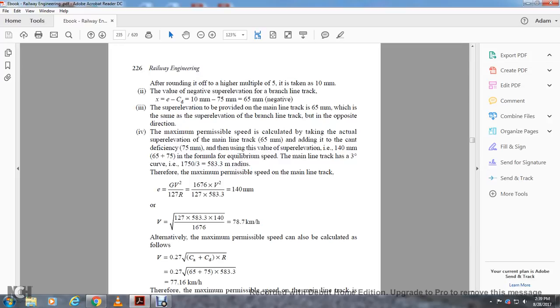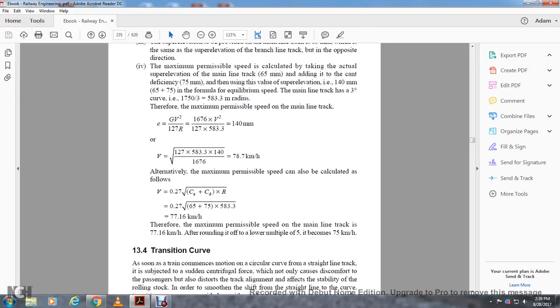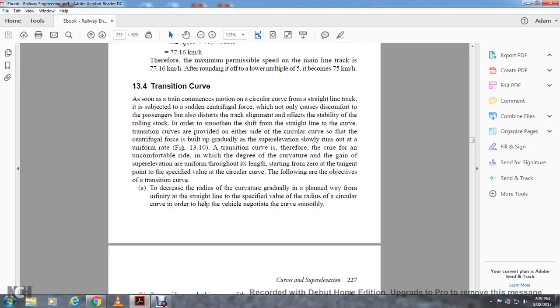The maximum speed can also be calculated as follows. Velocity equals 0.27 times the square root of the actual cant plus cant deficiency times the radius, which is 0.27 times the square root of 65 plus 75 times 583.3, giving 77.16 kilometers an hour. Therefore, the maximum permissible speed of the main line track is 77.16 kilometers an hour. After rounding down to the lower multiple of 5, it becomes 75 kilometers an hour.